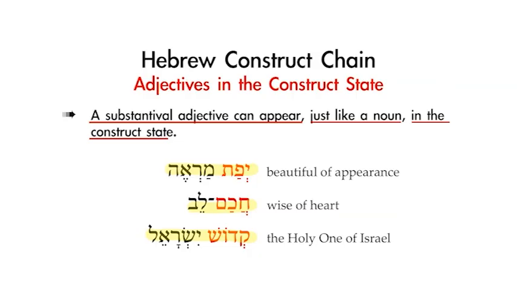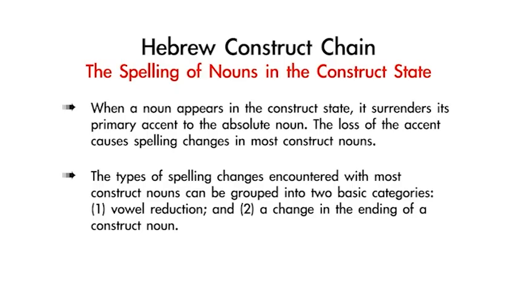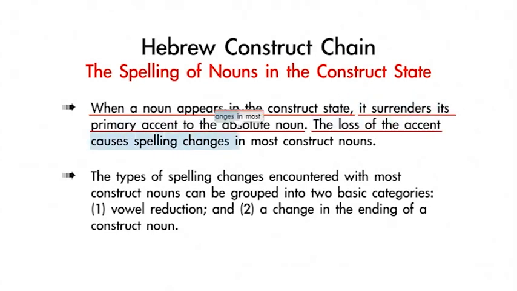Now that we've covered the basic grammar of the Hebrew construct chain, we're going to turn our attention to the spelling of construct nouns. Let's consider two important facts together. First, when a noun appears in the construct state, it surrenders its primary accent to the absolute noun. The loss of the accent causes spelling changes in most construct nouns. So here's actually what throws a noun into the construct state. It joins to the absolute noun by surrendering its accent to the absolute noun. And this is what glues the absolute and the construct nouns together. They're considered one accented unit.